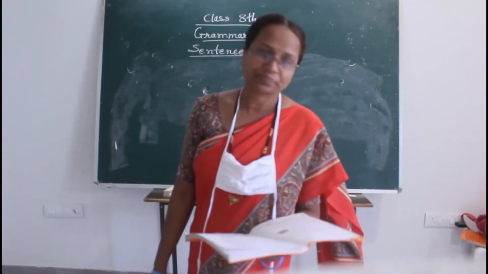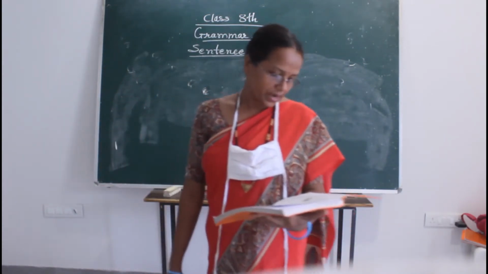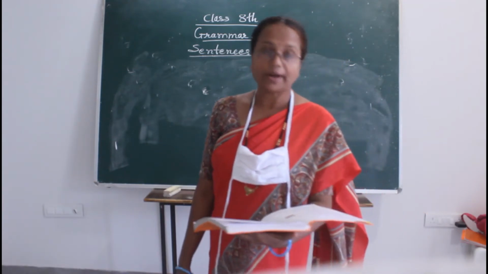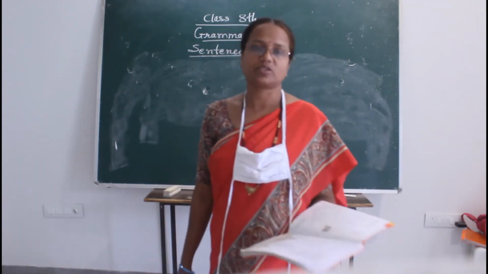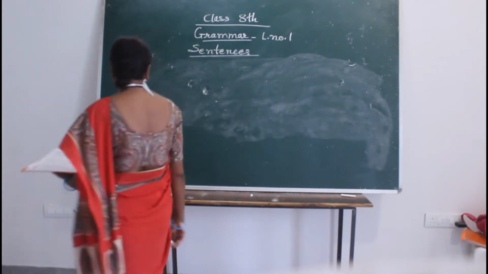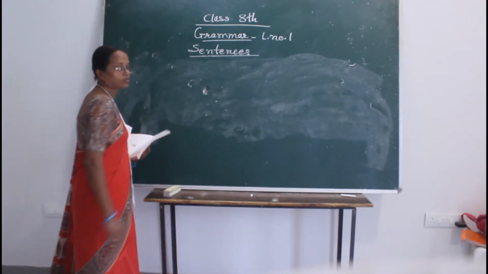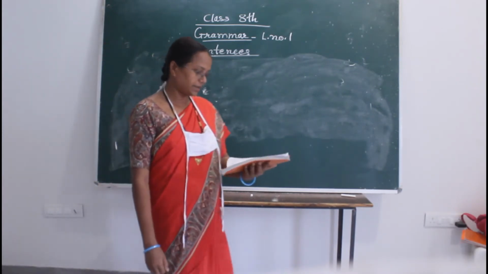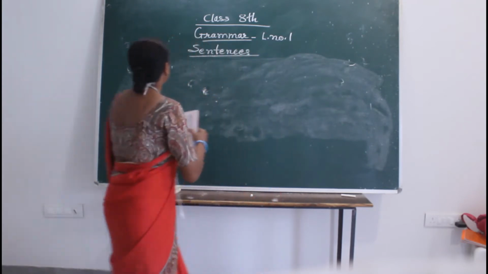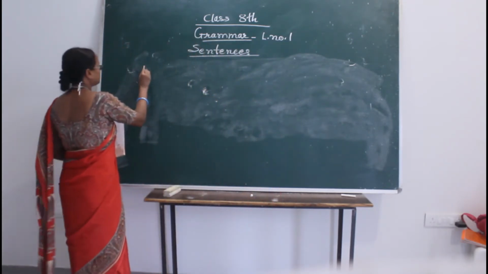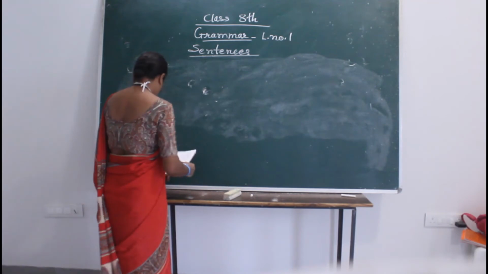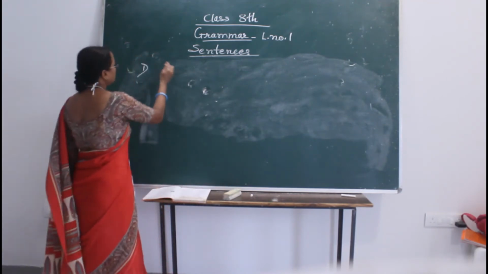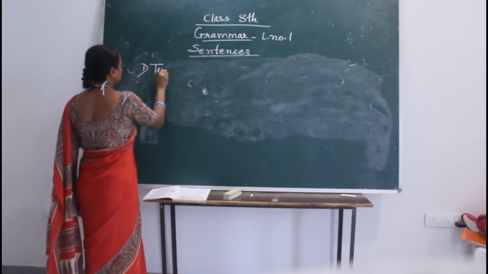Exercise A, where you have to circle the correct options to identify the kinds of sentences. The exercise is given there and you can also verify whether your answers are correct or not. The first question is, Tanu is going to Maldives next week.